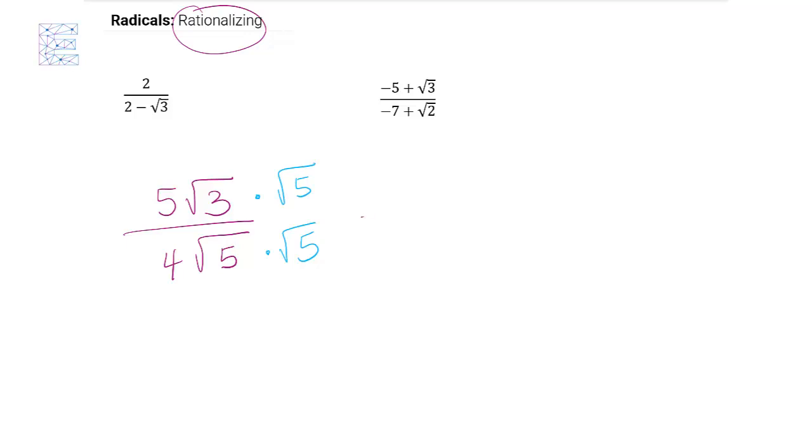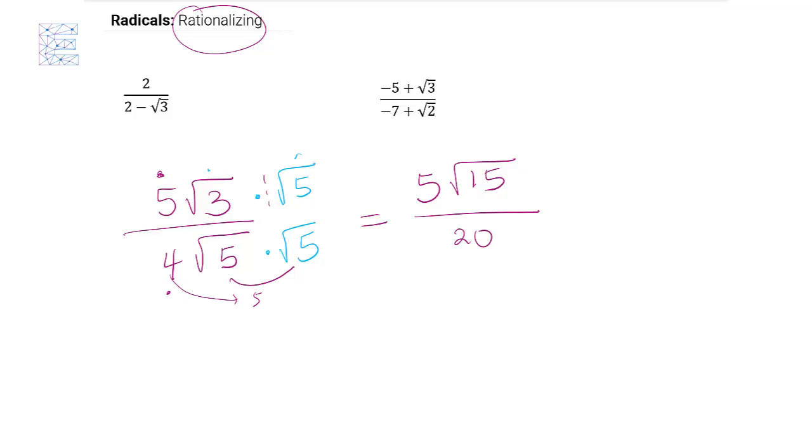What's going to happen is you have this whole number 5 times the invisible 1 right here, which is simply a 5. And then you have the root 3 times the root 5, which is square root of 15. On the bottom, we have this 4. And the root times itself, as we discovered, is just the radicand. So this is just a 5. The 4 times the 5 is 20.